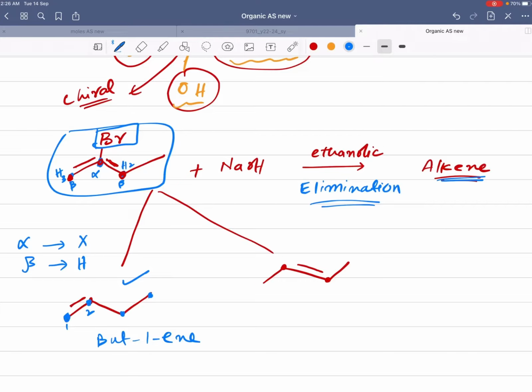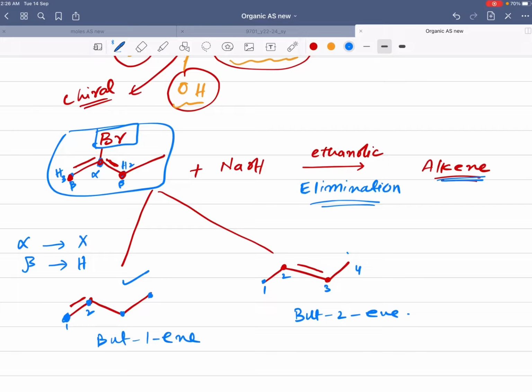So we would start the numbering from the left side, because from the left side it gets carbon number 1, so the double bond gets position 1. Now in this structure we can start numbering from either side, because it gets the same number: 2, 3, 4. If we start numbering from this side, 1, 2, 3, 4. So same numbers, so you can start from either side. So this is but-2-ene, right? This is but-2-ene.